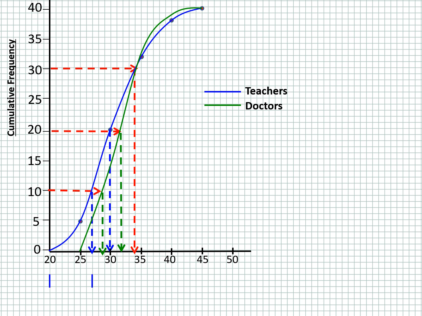This is the one for my teachers. That's going to be our box and our whiskers for our teachers. So notice the box goes from the lower quartile to the upper quartile. It's got a line at the median, and the whiskers go from 20 up to 45. Exactly the same thing for your doctors.